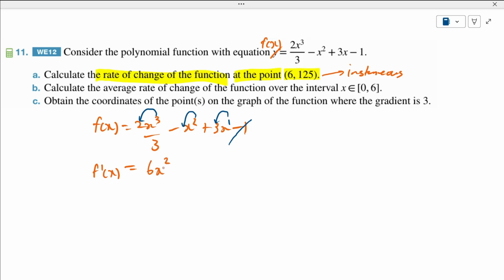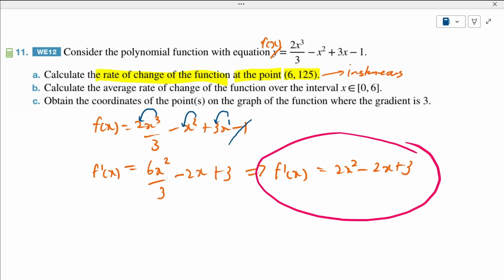So it's 6x squared because we're taking 1 away from the power value, then 3 minus 2 times x, because x becomes x to the power 1 plus 3. And then the constant just goes away. Now we can further simplify this into 2x squared minus 2x plus 3. So there we are. We've got our gradient function.